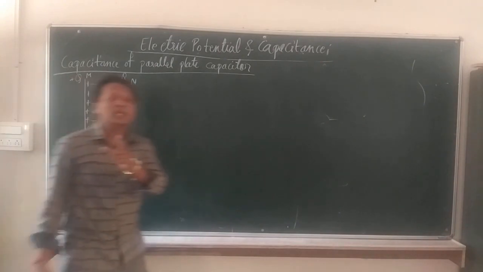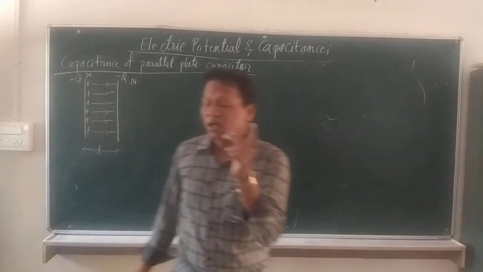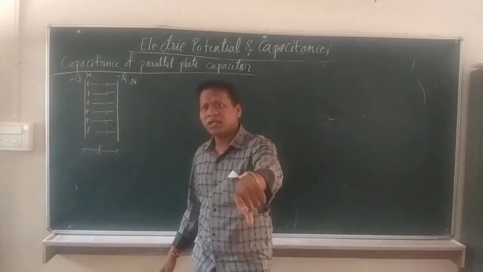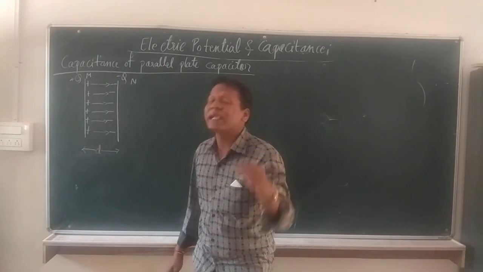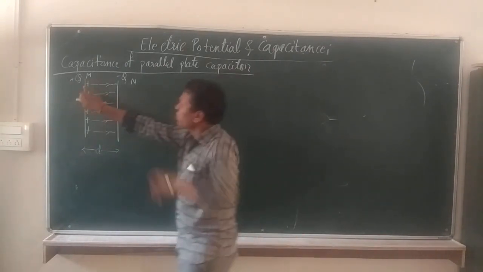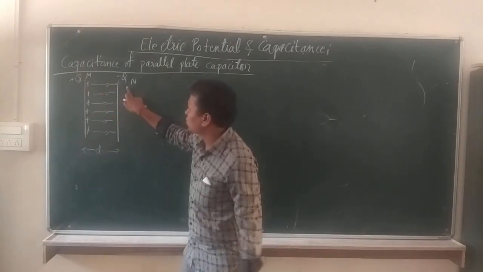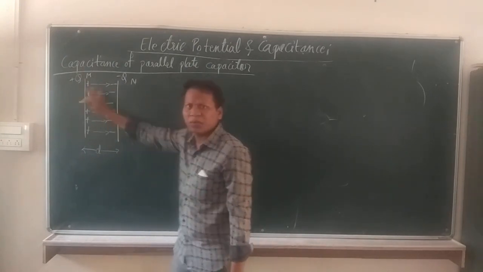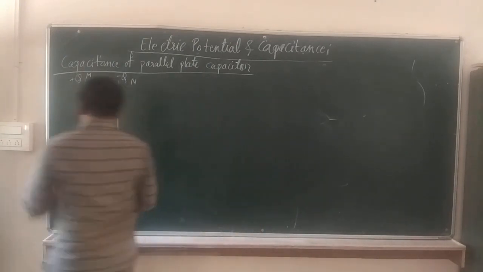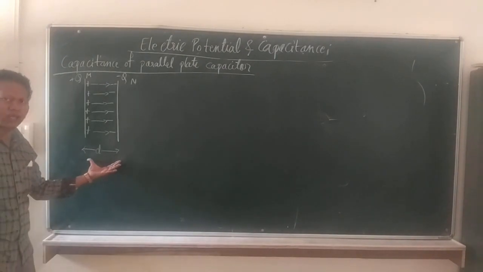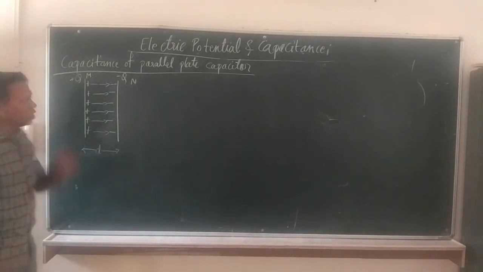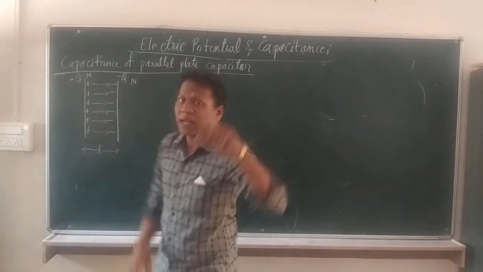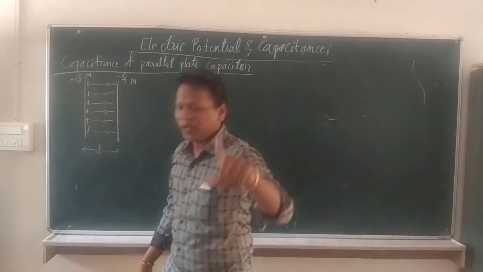Because we have studied electric field lines and the electric field: how positive point charges and negative point charges move radially. So plus Q charge you have, minus Q charge you have, and they are separated by some distance, and they have a certain area. Depending on this, keep in mind the formula: Q is equal to V into C.